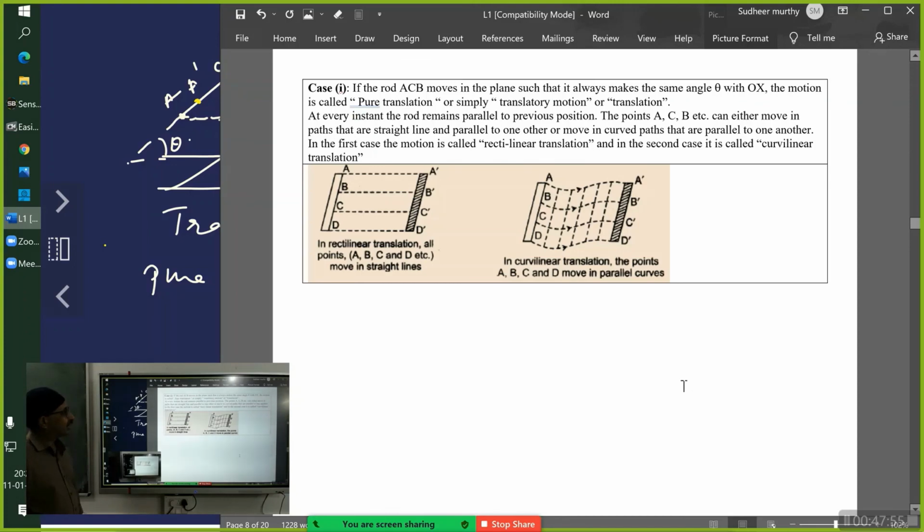So pure translation, or translation, at every end the rod remains parallel to the previous one. The points A, C, B are either moved in straight line paths, and that first case is called rectilinear translation. The second thing is called curvilinear translation. I hope everything is clear here. Okay, friends.